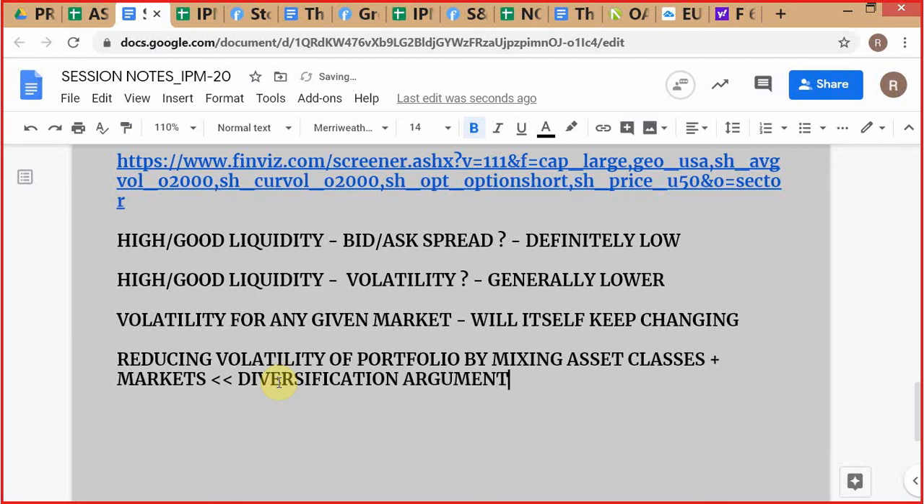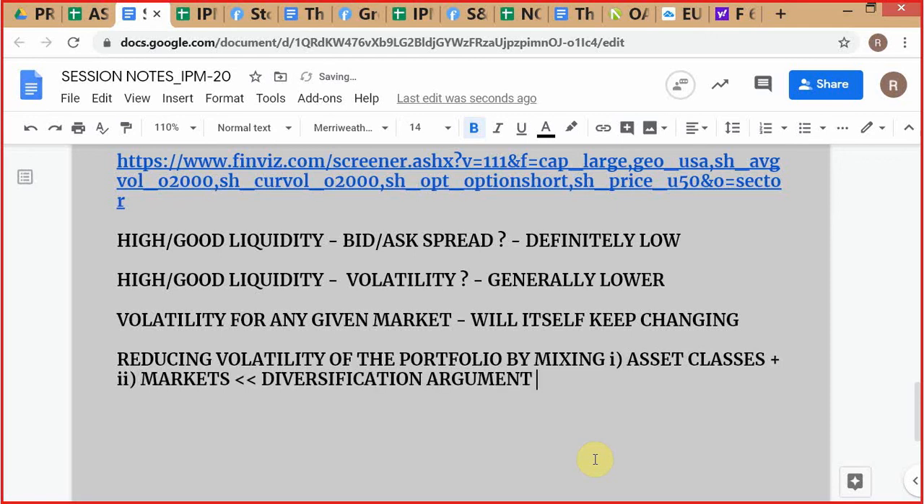Although I would caution you that many people like Warren Buffett, I also don't believe in this diversification business. Many well-known equity investors like Warren Buffett, Jim Rogers, they consider this diversification to be all garbage. But you should understand the diversification argument as a beginning finance student, and I'm also giving you a second level insight on this topic. You are absolutely correct that you can reduce the volatility of a portfolio by mixing asset classes and mixing markets.